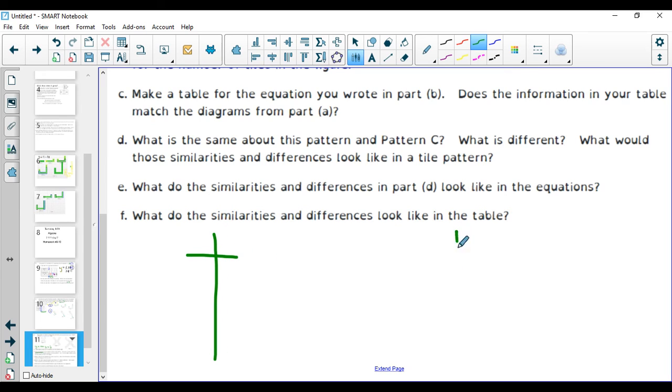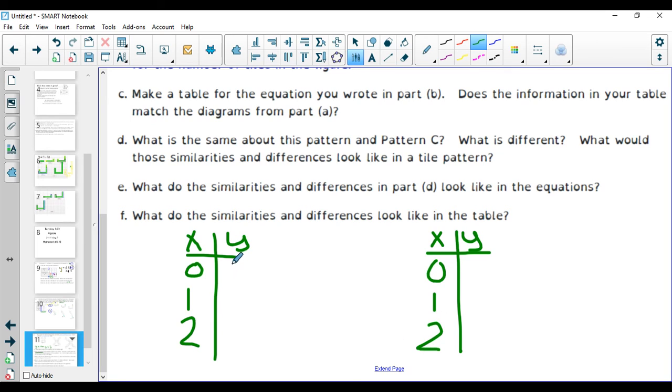I'm going to make my tables go vertically. So if x is our figure number, y is the number of tiles. I'm only going to do up to 2. We could start at 4 tiles in one pattern and always add 3. So it'd be 4, 7, 10. You're still always consistently adding the same number, and we're starting with our figure 0. In a different pattern, we could start at a different value, but whatever we're adding is always going to be consistent.